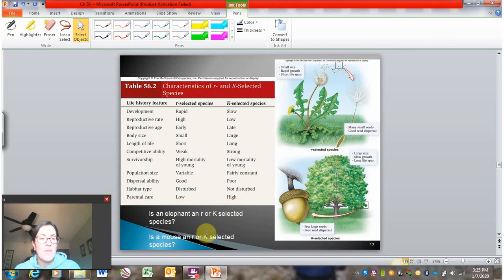Mice are much more of an R-selected species. They're sexually mature very quickly. They have lots of young. They're small, with short lifespans. A lot of their young die. Their population size is much more variable, and they really are okay with disturbed habitats. So you see mice doing well living in human disturbed spaces. Okay, so that's an animal example.